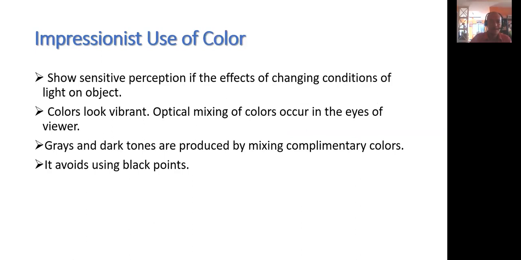Okay, impressionist use of color. They show sensitive perception of the effects of changing conditions of light on the object.